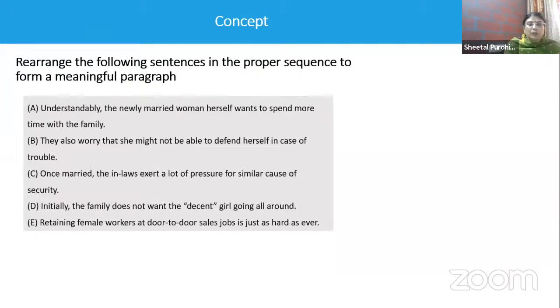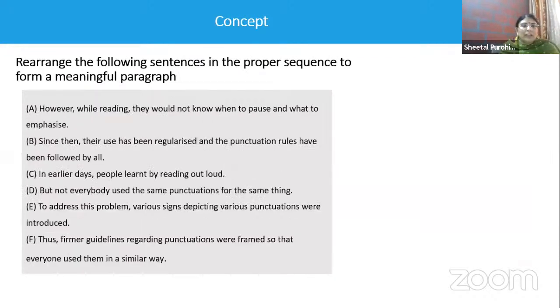Right? So what was the problem? Now, if you look at it, they say there is a problem over there. Where the previous sentence? Yeah. So to address this problem, right? Now, so first has to be C, then has to be B, and then E. So it has to be C, A, E, B, and then D, and then F. Clear? Everyone?